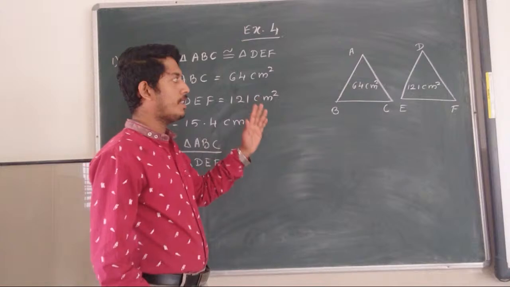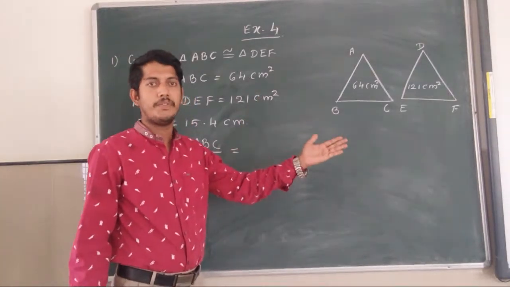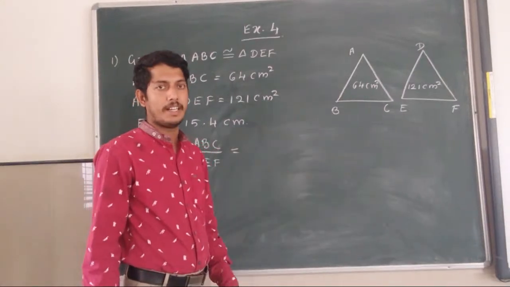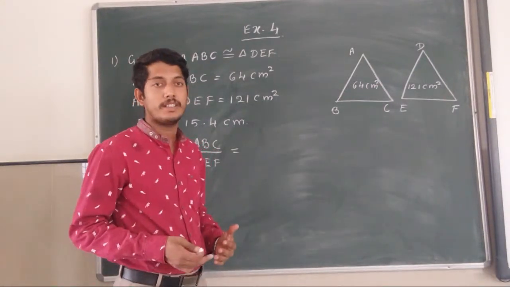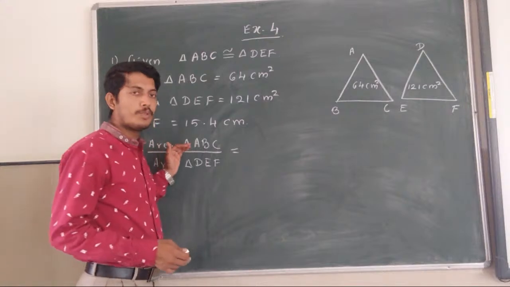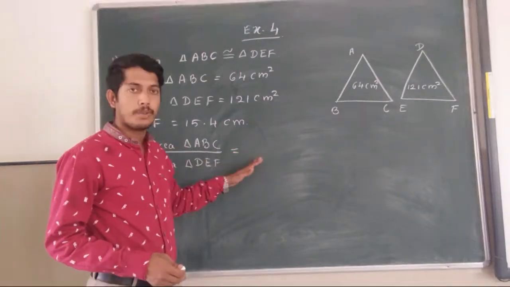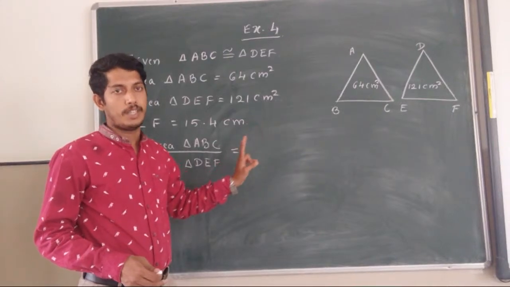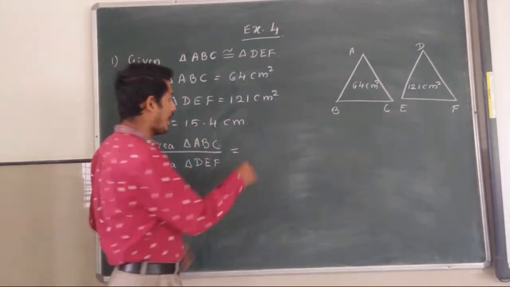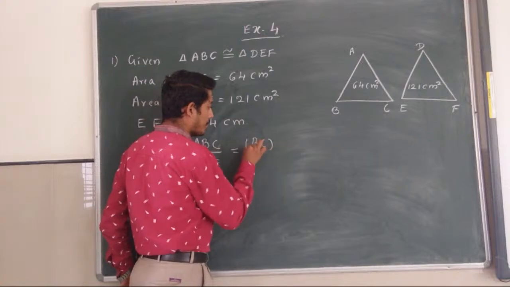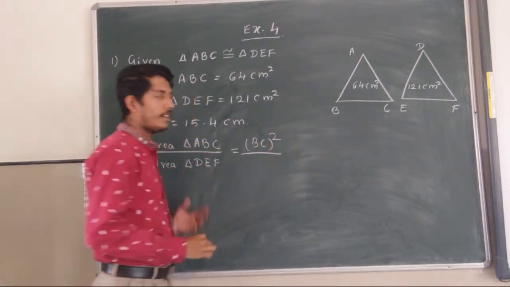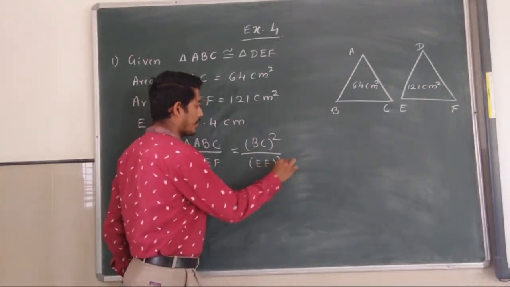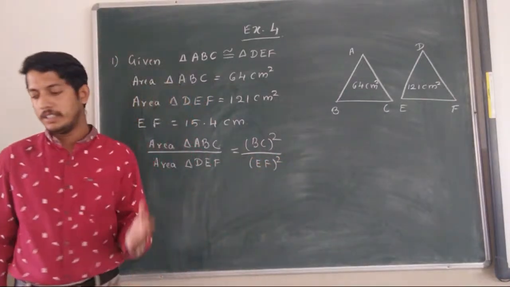In triangle DEF, if I consider EF as a side, then in triangle ABC I will consider BC as the side, because we need corresponding sides. The ratio of the areas of the two triangles equals the square of the corresponding sides. So in triangle ABC I will consider BC square, and in triangle DEF I will consider EF square.